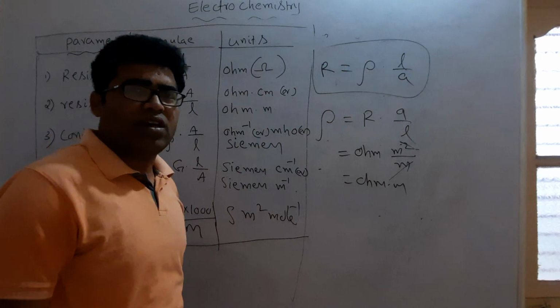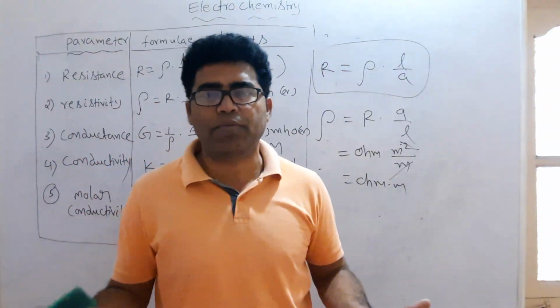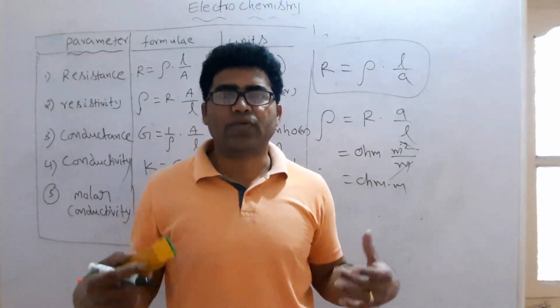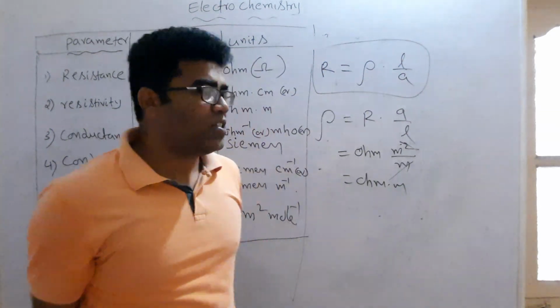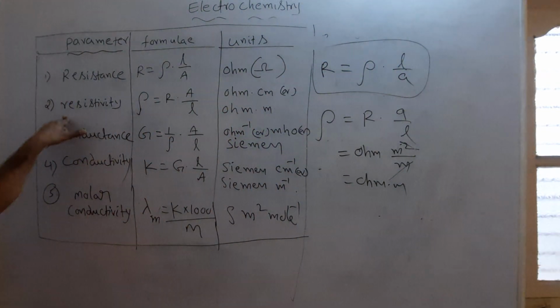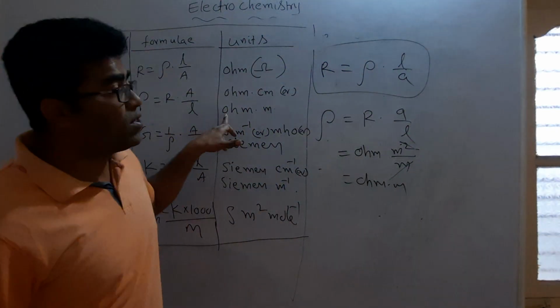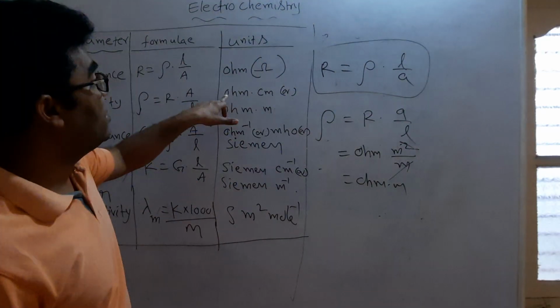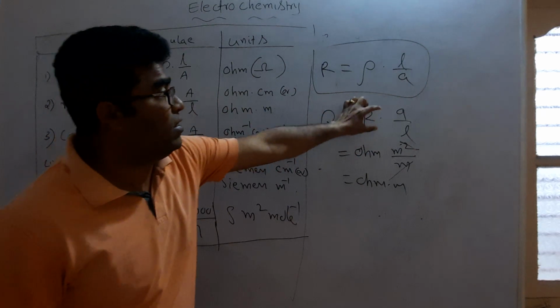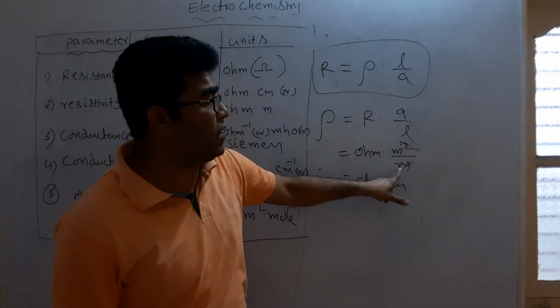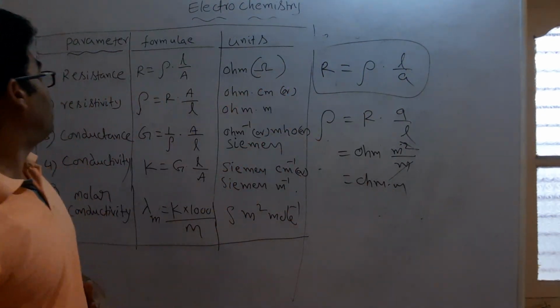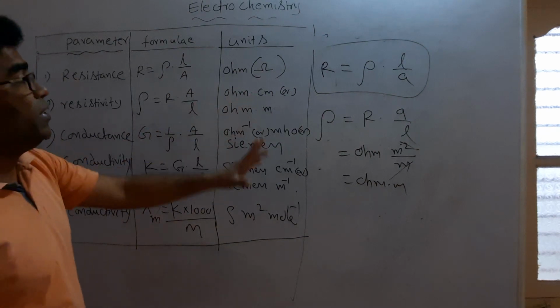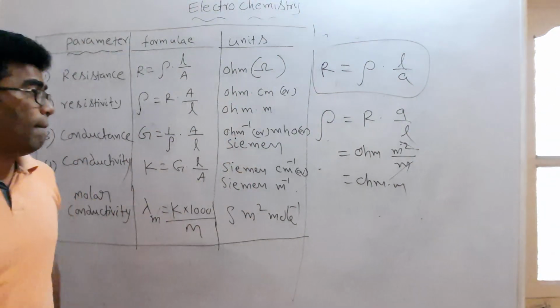Sometimes in the objective they will ask, which of the following is the unit for specific resistance or resistivity? Then in the options you check it. If it is ohm meter, then it is okay. Maybe sometimes they will give ohm centimeter, area meaning centimeter square by centimeter. So the units for resistivity is ohm centimeter or ohm meter.